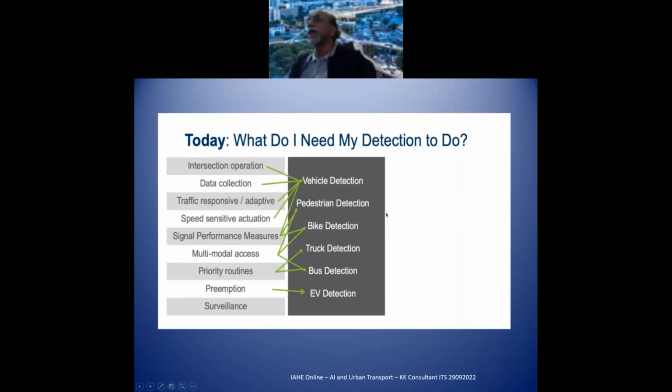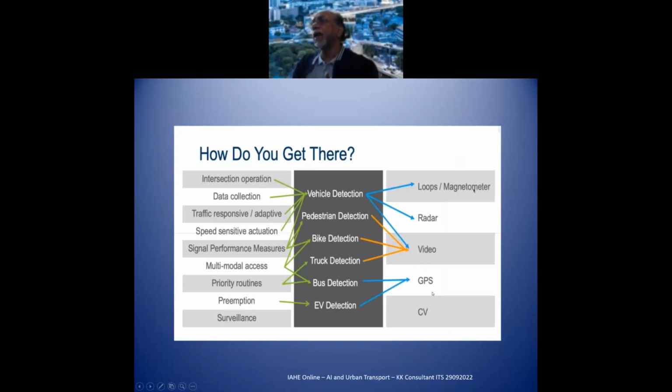I need vehicle detection for intersection operation, traffic responsive, speed actuation, and performance measures. Pedestrian detection I need for signal performance and multi-modal access. Bike detection is also the same. Truck detection I want for priority routines and things like that. Emergency vehicle detection I need for preempting, giving them priority over other vehicles when they need to cross.